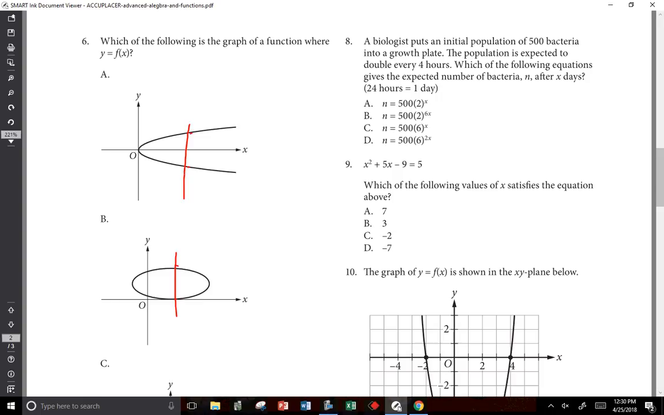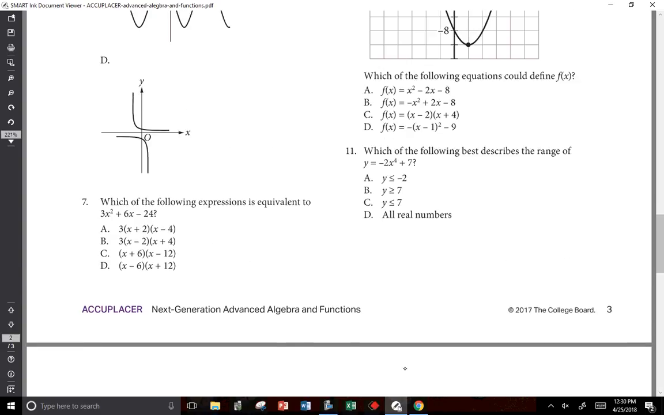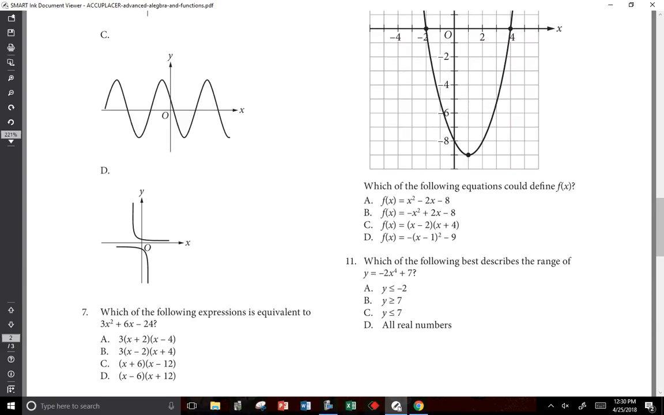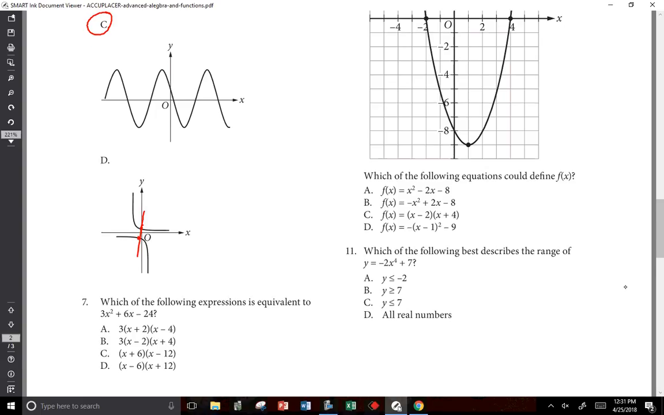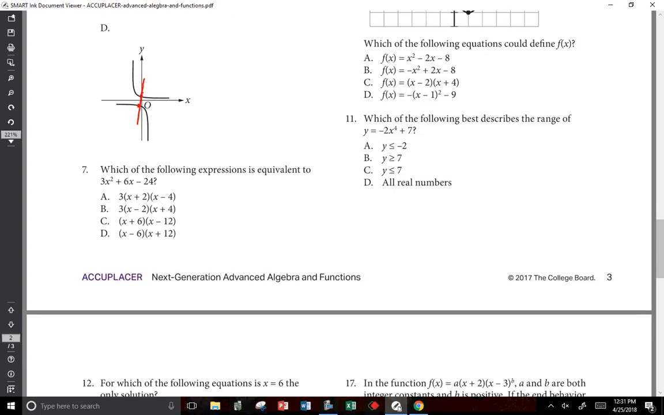Which of the following expressions is equivalent to 3x squared plus 6x minus 24? So basically, what's the factored form of that? So what should I do first? Divide everything by what? So I have a 3 taken out, and then I need to see what's left over. So I have x squared plus 2x minus 8. Now, do I stop there? I need to factor what's left over, right?